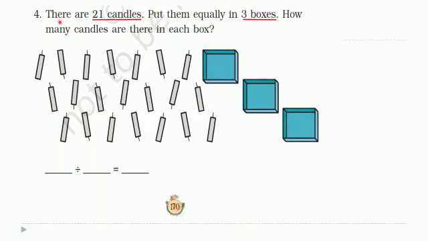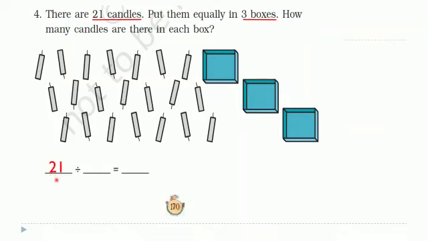Now fourth one is there are 21 candles. Put them equally in 3 boxes. And we have to find how many candles are there in each box. 3 boxes are there and 21 candles are there. So what we have to do? Yes, we have to divide 21 divided by 3.